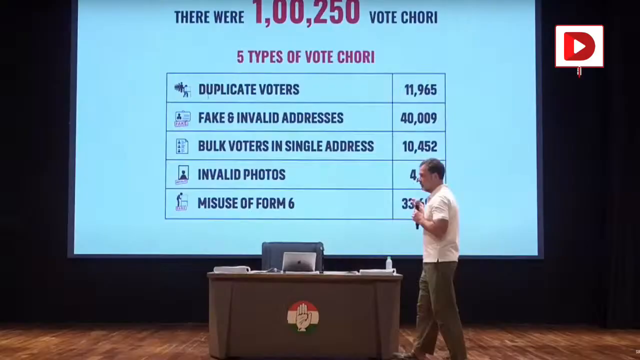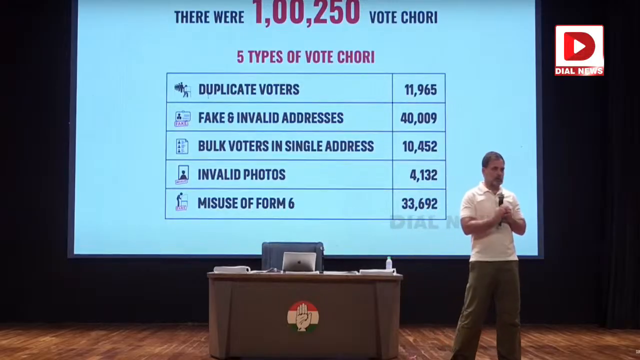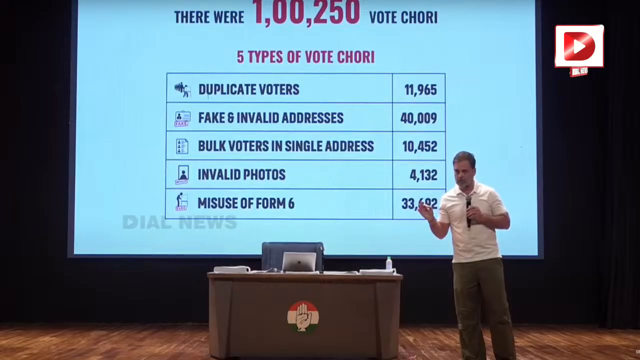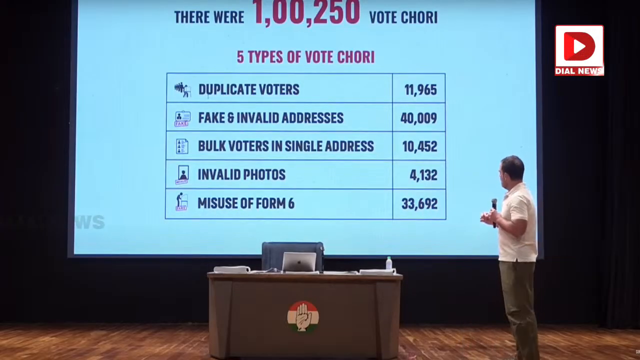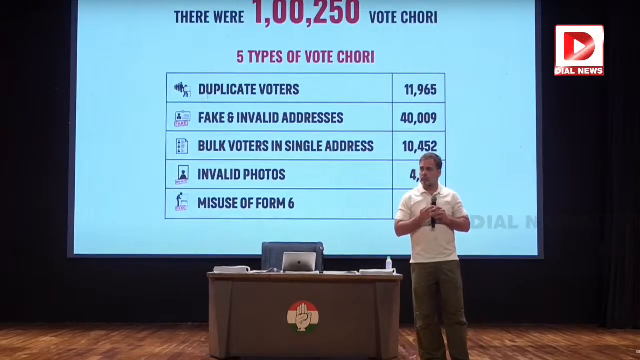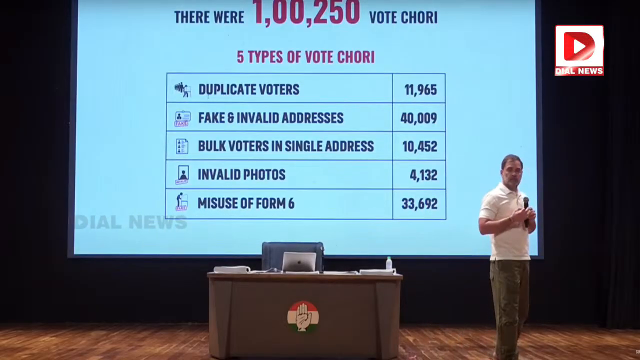The first way, duplicate voters. One voter appearing multiple times on the voter list. Fake and invalid addresses. Voters who didn't have addresses or were just fake addresses. Bulk voters in single address.